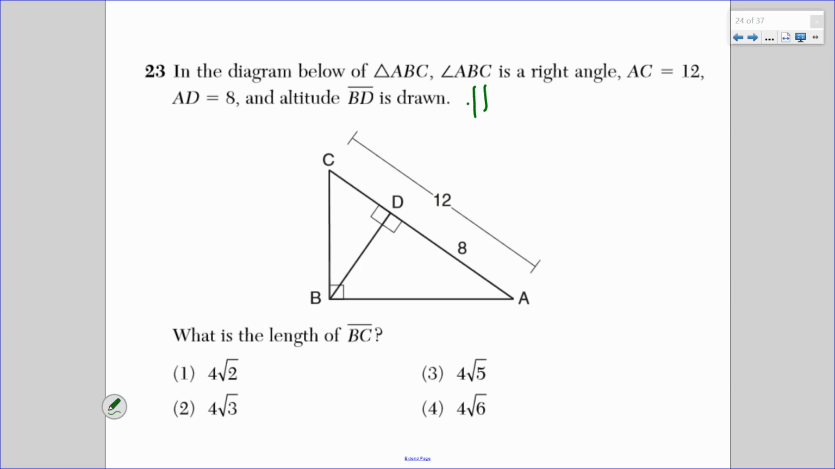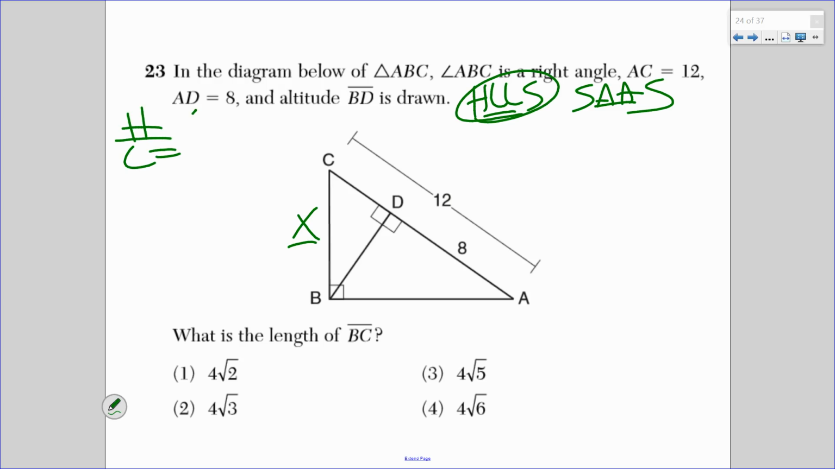Next, you need to recognize this picture. It's kind of laying on its side. It's still a hill staff picture. If you don't know how to do hill staff, learn how to do it real quick. It's asking for BC. You need to ask yourself, is there an L involved or an A involved? There's an L involved right here, so it's hills. You need to know what each letter represents. H is the hypotenuse of the big triangle, which is 12, over L is X, equals L is X, over F, which is this segment. Because the whole thing is 12, and the other piece is 8, it must be 4.